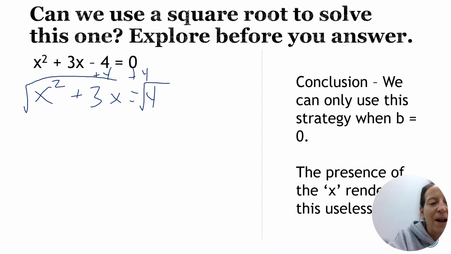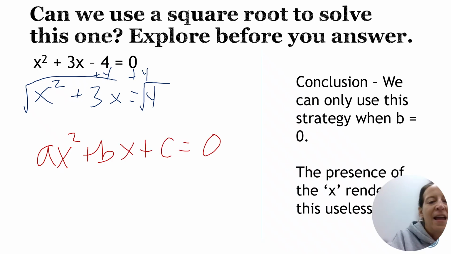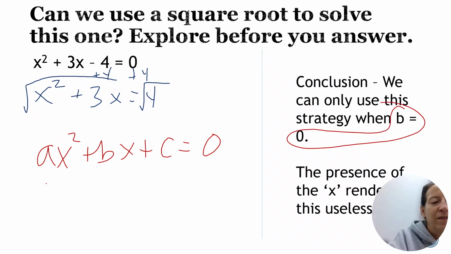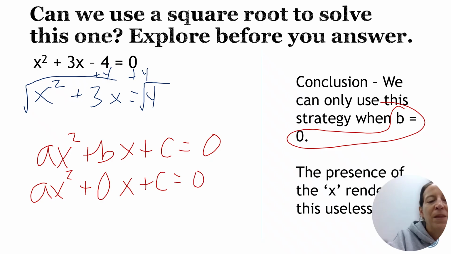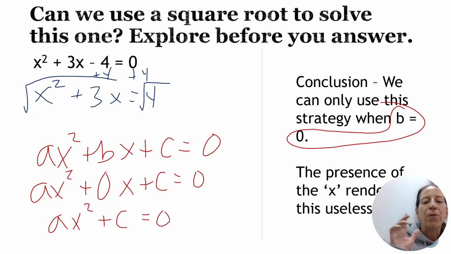So just to clarify what I mean by that, in your form of a quadratic equation, you've got ax squared plus bx plus c. If b is equal to 0, then you have ax squared plus 0x plus c, and 0 times x is just 0. And so you end up with ax squared plus c. The presence of the x renders this useless. So if you see an x squared, you're good. If you see the x squared and also an x that's by itself, you cannot use this strategy to answer it.